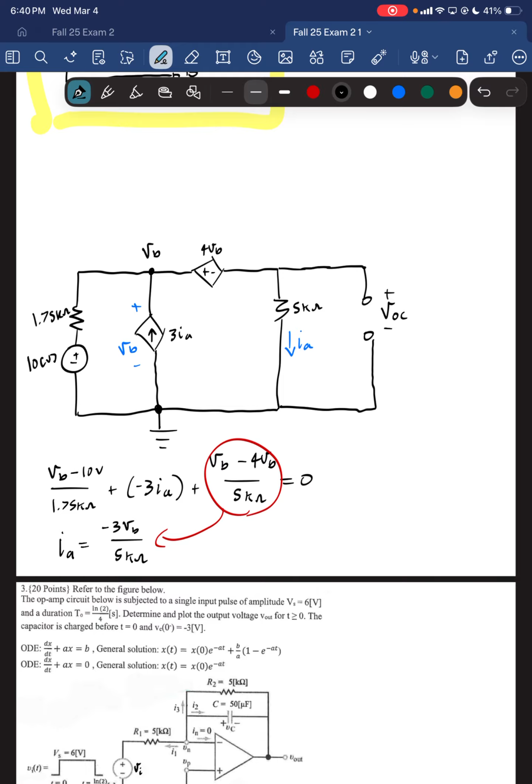And so then we can plug these two equations into our calculator. And we will get VB equals 3.23 volts. IA is equal to negative 1.94 milliamps.